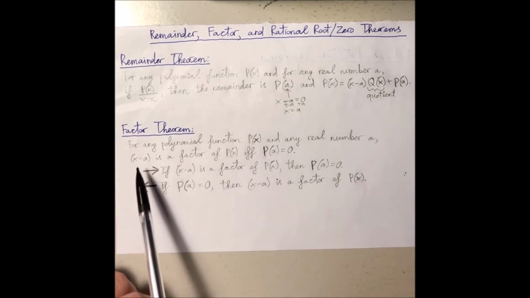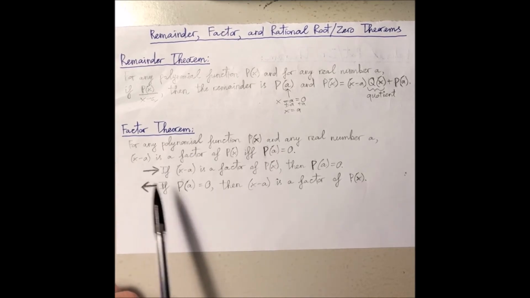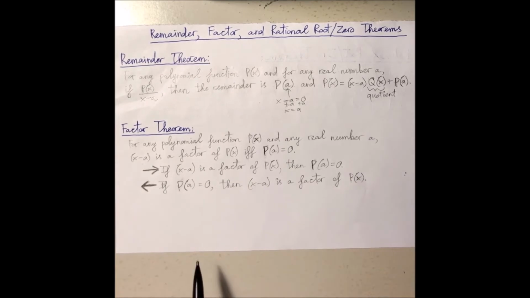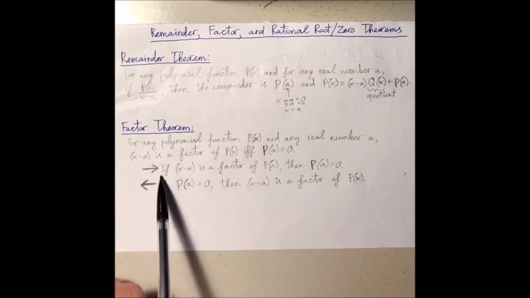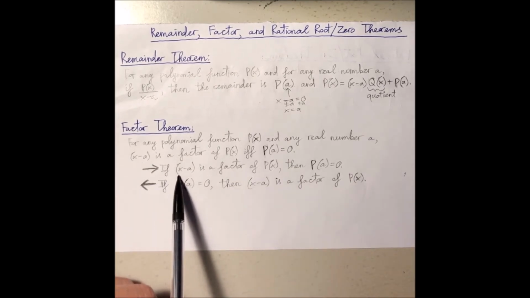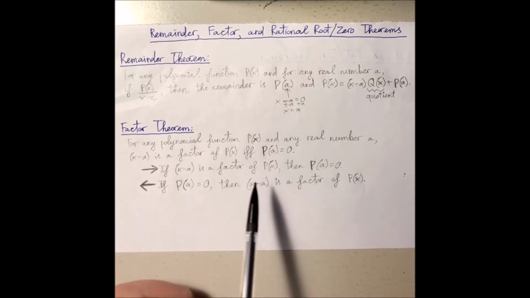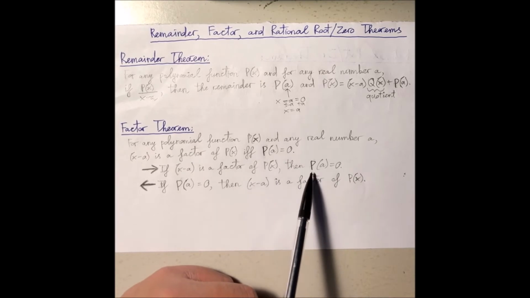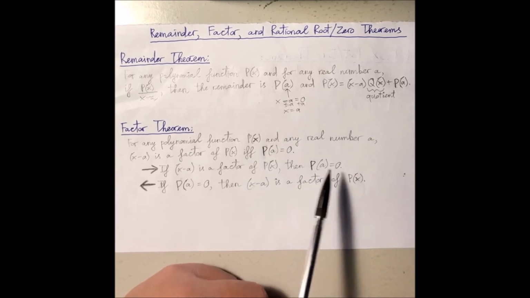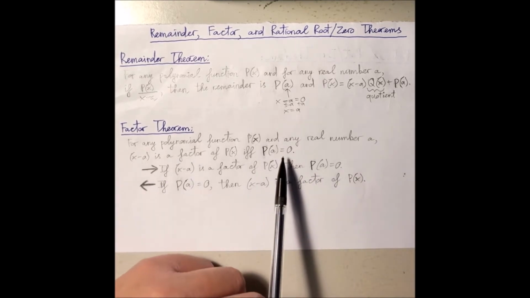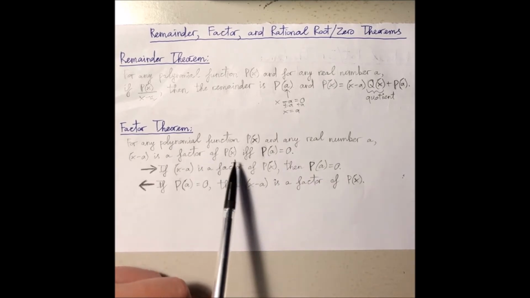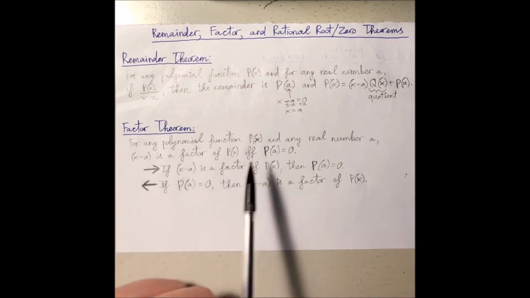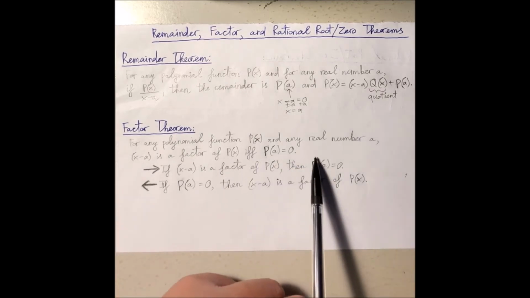There are two ways to write your biconditional statement. You can go from the left to the right by saying that if the binomial expression x minus a is a factor of the polynomial function capital P of x, then the remainder, capital P of a, is equal to 0. So that's how you go from here to here. So this right here is the if part, or the hypothesis, I should say. And this is the then part, or the conclusion.